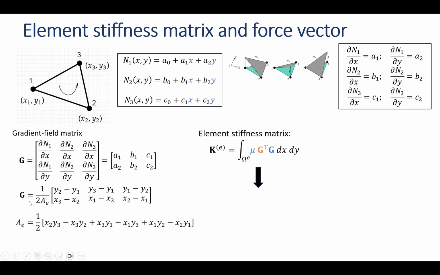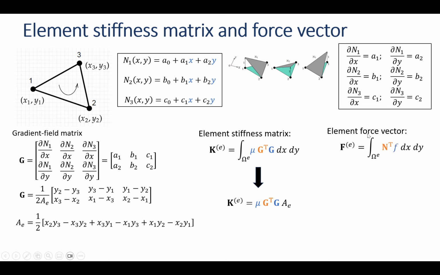Now we can notice that G is not a function of x, and it is also not a function of y. So G is a constant matrix. It doesn't depend on x. It also doesn't depend on y. So we can take G transpose G outside the integral, and mu is a constant. So we can also take mu outside the integral. So all we have left is integral 1 dx dy, which is the area of the element. So which simplifies to mu G transpose G Ae. That is, once we know the nodal coordinates, we can calculate G and we can calculate area, and then we can finally evaluate the element stiffness matrix for each element.